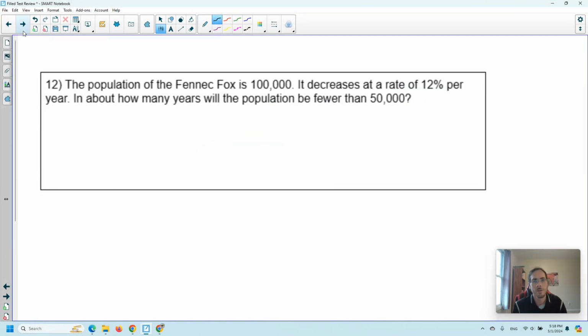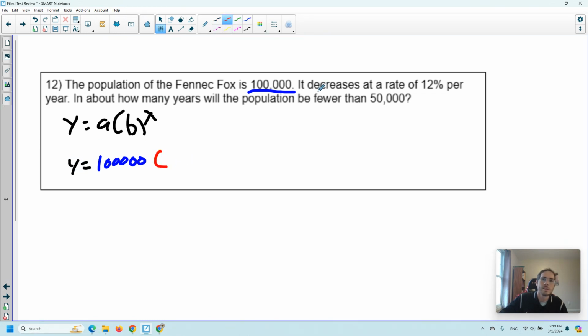All right, for 12, the population of the fennec fox is 100,000. It's decreasing at a rate of 12% per year. In about how many years will the population be fewer than 50,000? All right, so let's see. We want to get our population right now, so we're going to use the equation y equals a times b to the x. We see we've got 100,000 to start with. So we'll put 100,000 in for the a.